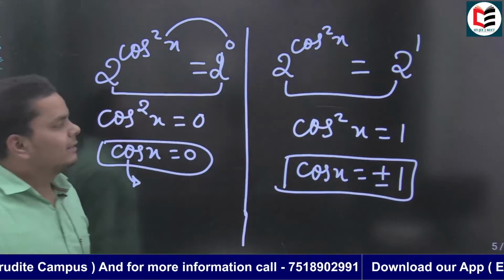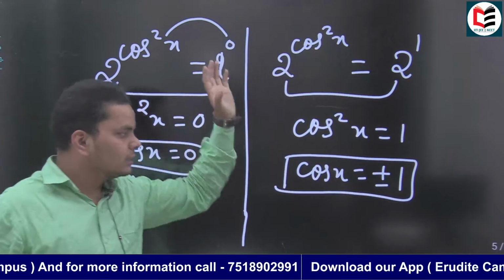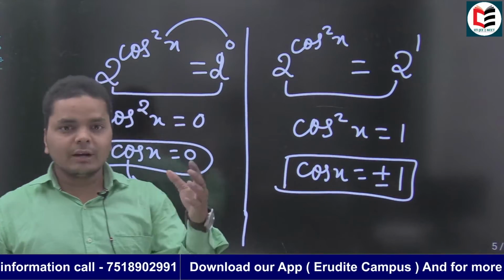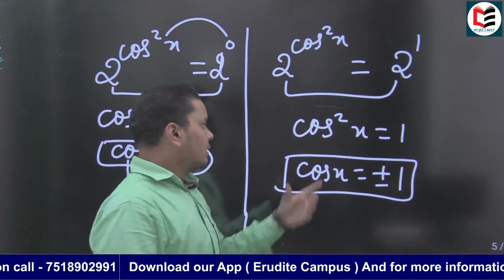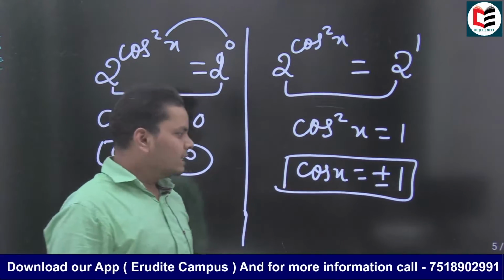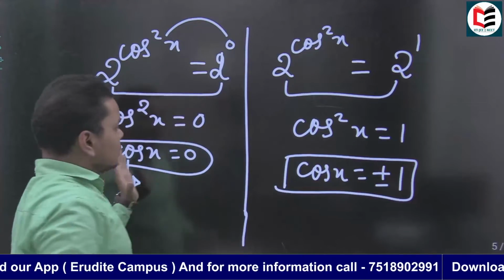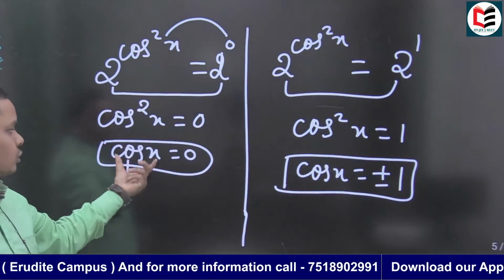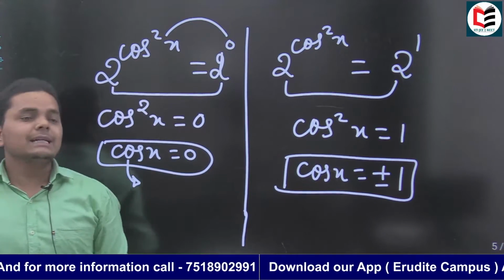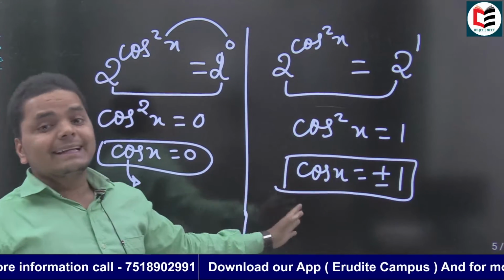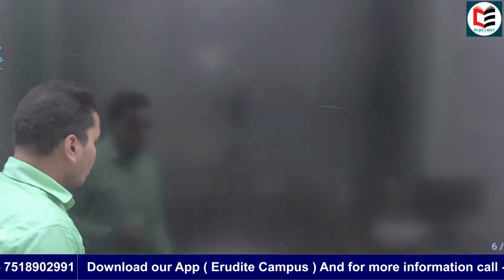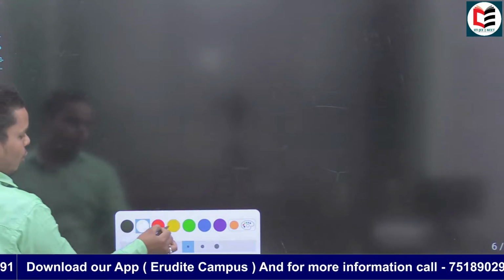All right. We will get two sets of values here also, because this is cos square x equal to 1, which means its power is even, and whenever the power is even, the modulus comes in, and the modulus breaks into plus minus 1. Now we will solve these three trigonometric equations: cos x equal to 0, cos x equal to plus 1, and cos x equal to minus 1. Let's solve them one by one.